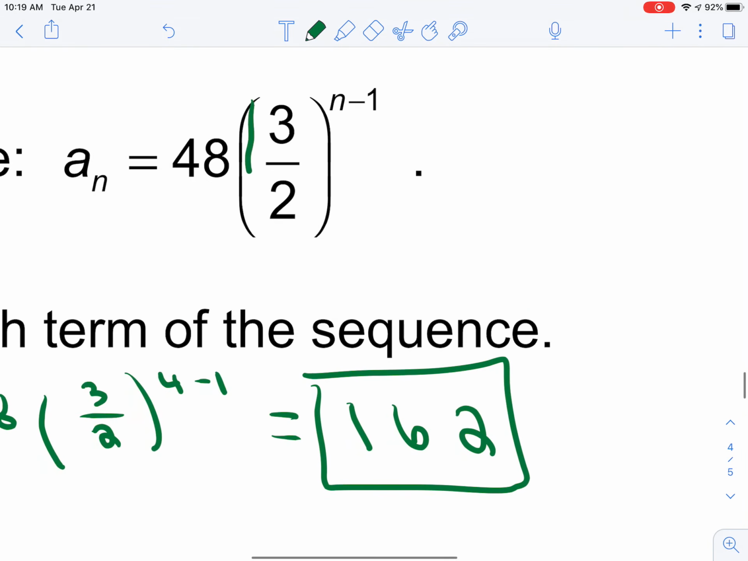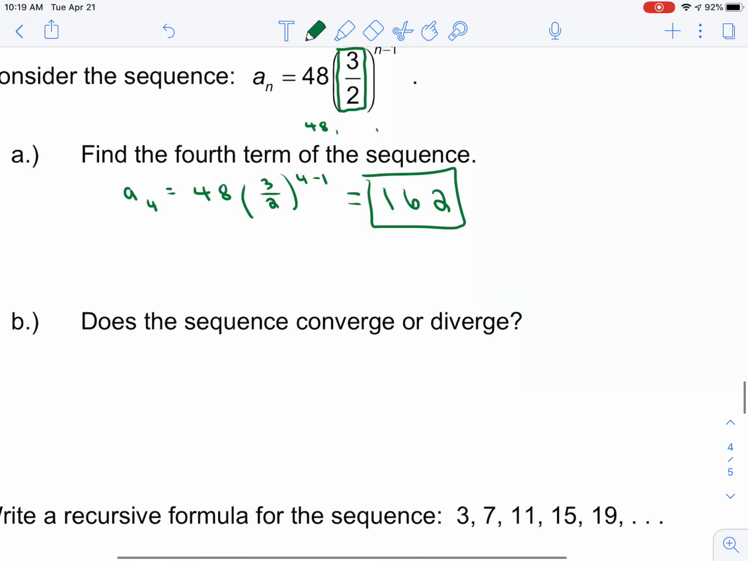Guys, look at this ratio. Look at this value right here. We keep multiplying by 3/2, right? So we're going to take 48. That's going to be our first term. And then we're going to get our next term by multiplying it by 3/2. And our next term by multiplying by 3/2. Guys, 3/2 is really 1.5. Because that's greater than 1, these numbers are going to keep getting larger and larger and larger. This is going to diverge.